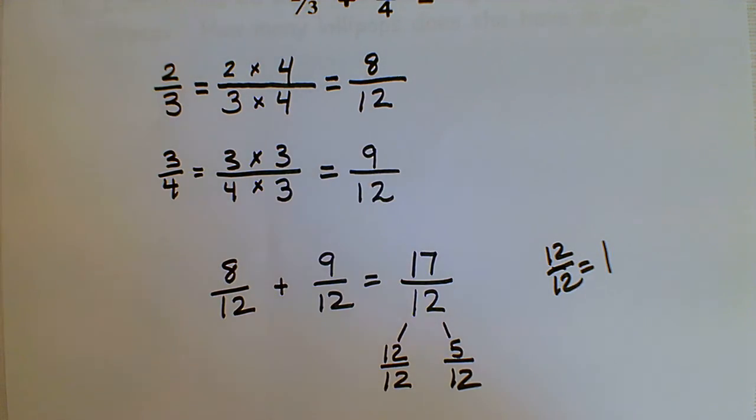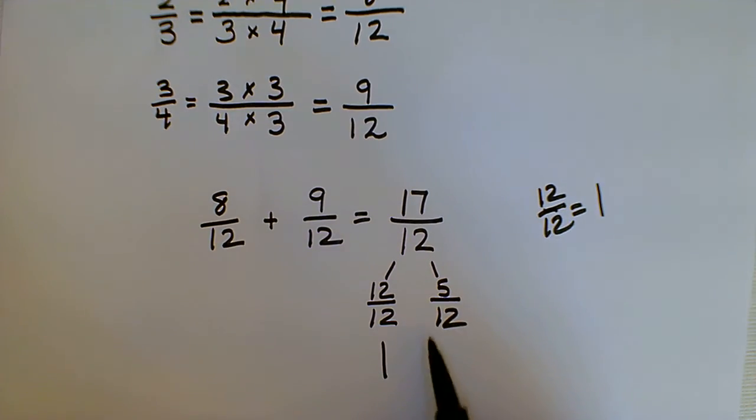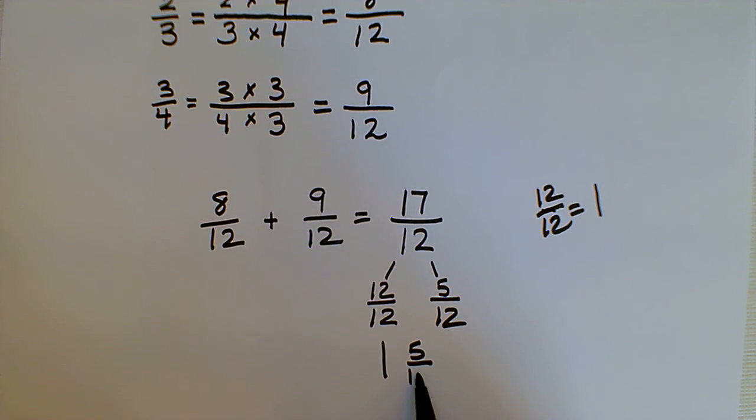Now I can take that 12 and I can just write it as one whole, and then I still have my 5/12. And so here is my answer, 1 and 5/12.